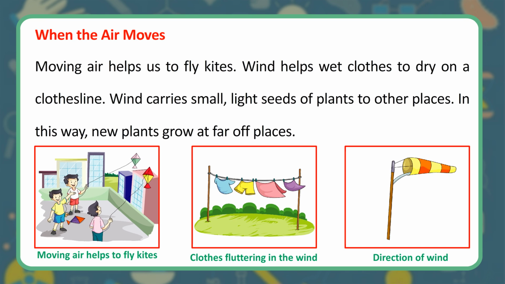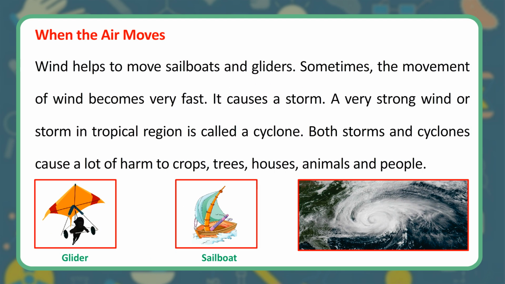Moving air helps us to fly kites. Wind helps wet clothes to dry on a clothesline. Wind carries small, light seeds of plants to other places. In this way, new plants grow at far-off places. Wind helps to move sailboats and gliders.